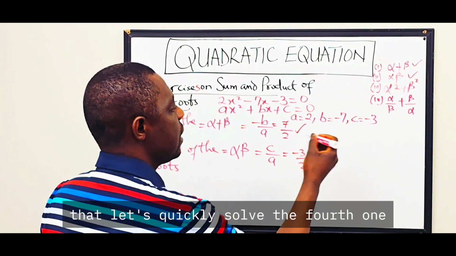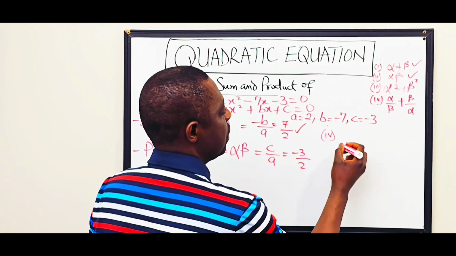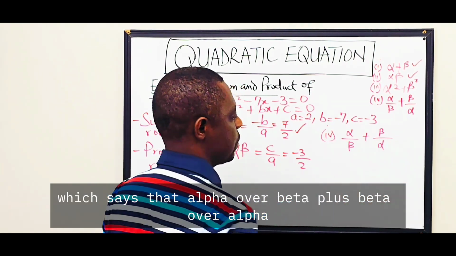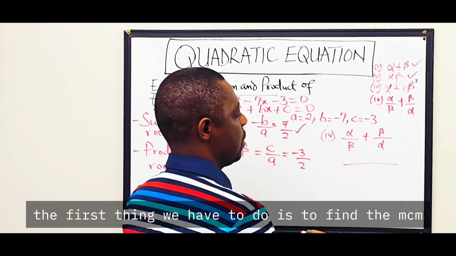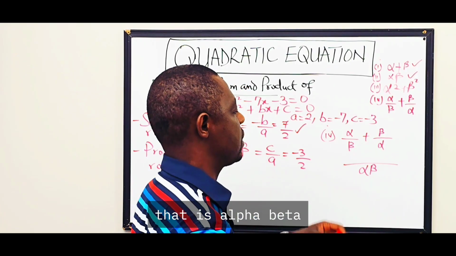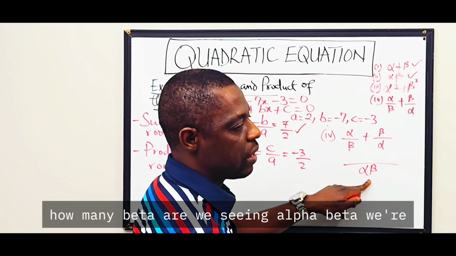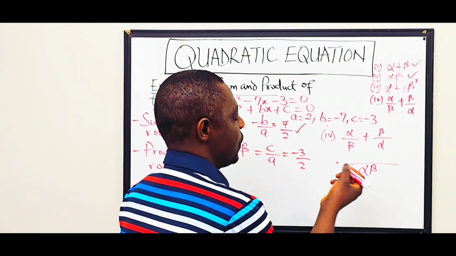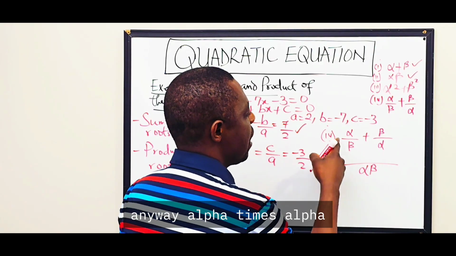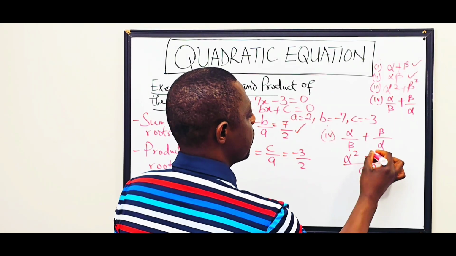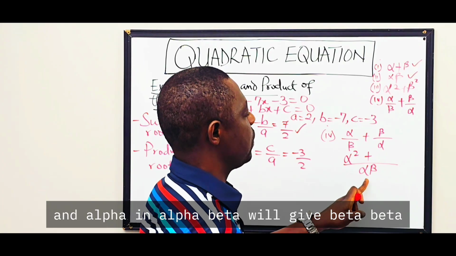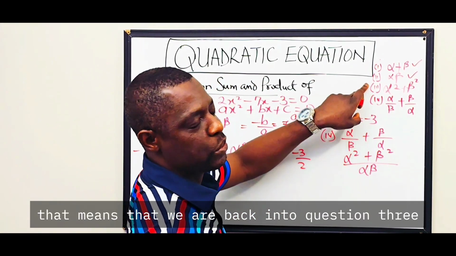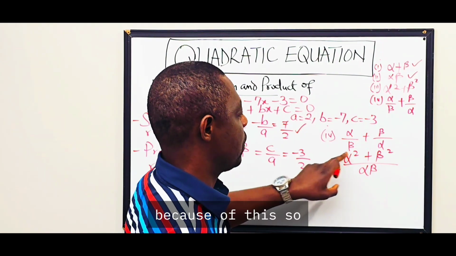But before we go into that, let's quickly solve the fourth one, which says alpha over beta plus beta over alpha. The first thing we have to do is find the LCM, and the LCM is alpha beta. Alpha times alpha gives us alpha squared, and alpha in alpha beta gives beta. Beta times beta gives us beta squared. That means we are back into question 3 because of this.